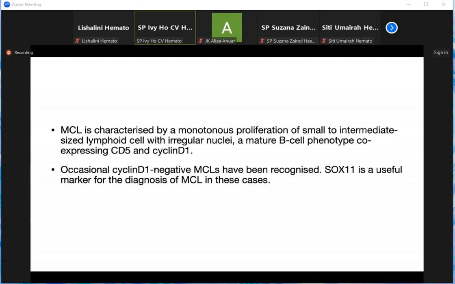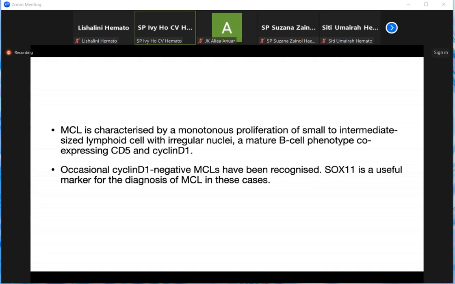Remember, I mentioned there are two types of small B-cell lymphoma that co-express CD5. One is CLL, the other one is mantle cell lymphoma. How to differentiate CLL and mantle cell lymphoma? If you see a CD5 lymphoid infiltrate, do a cyclin D1, because cyclin D1 will be positive in mantle cell lymphoma and negative in CLL, and CD23 is positive in CLL and negative in mantle cell lymphoma.